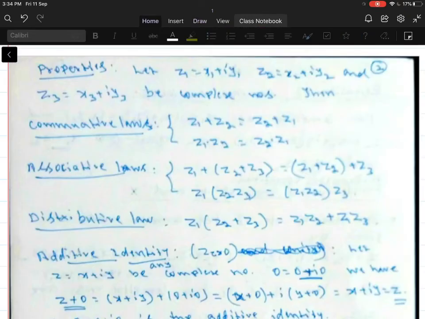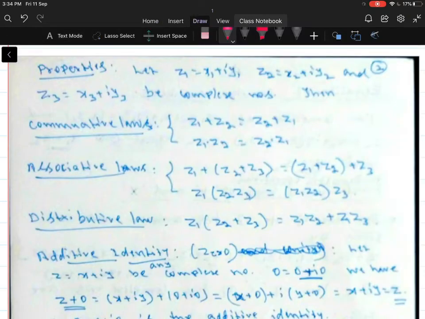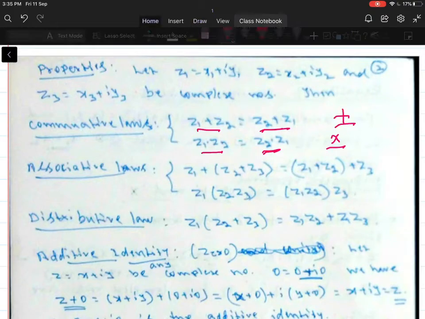So let us move to the properties of complex numbers. We can define the commutative property with respect to addition and with respect to multiplication. Now let us define the commutative law of addition. That is, z1 plus z2 can be written as z2 plus z1. Similarly, the commutative property with respect to multiplication can be written as z1 into z2 is the same as z2 into z1.